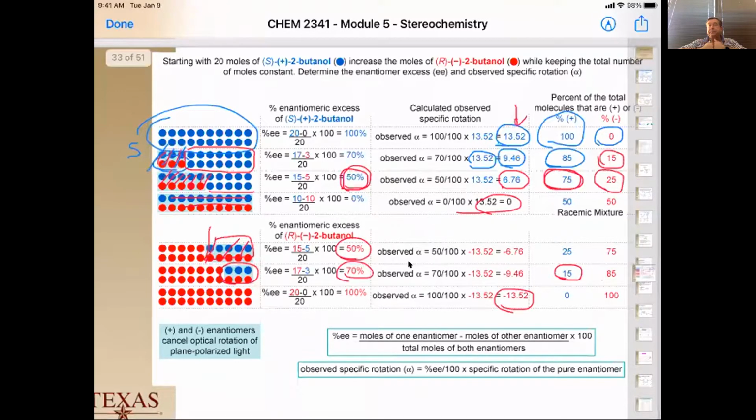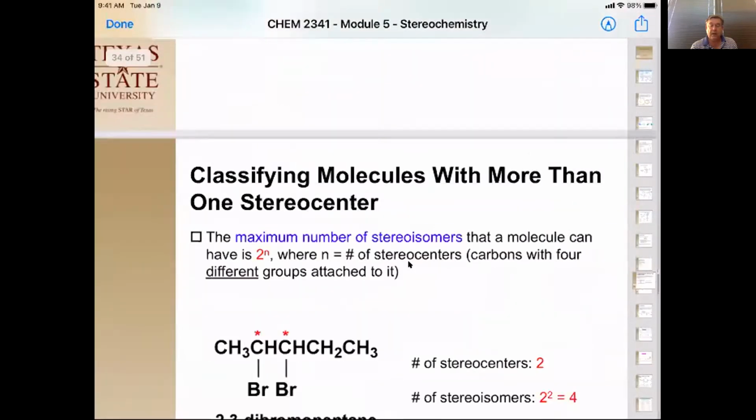Questions on that? Would the specific rotation of the pure enantiomer be provided? Yes. Yeah, you have to have that pure one to be able to do the calculation. So you get the pure optical rotation and a measured optical rotation, and you can back calculate the percentage.